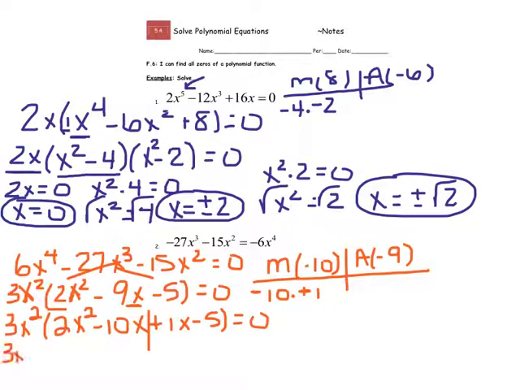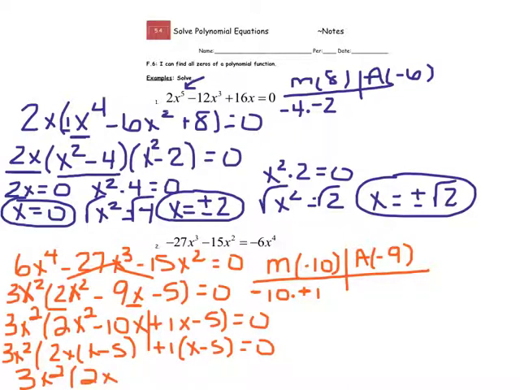So we have our 2x squared. Here we could take out a 2x, and we're left with x minus 5. Here we can just take out a 1, because then we're left with x minus 5. Okay, so I have 3x squared, then 2x plus 1, and then x minus 5 equals 0.